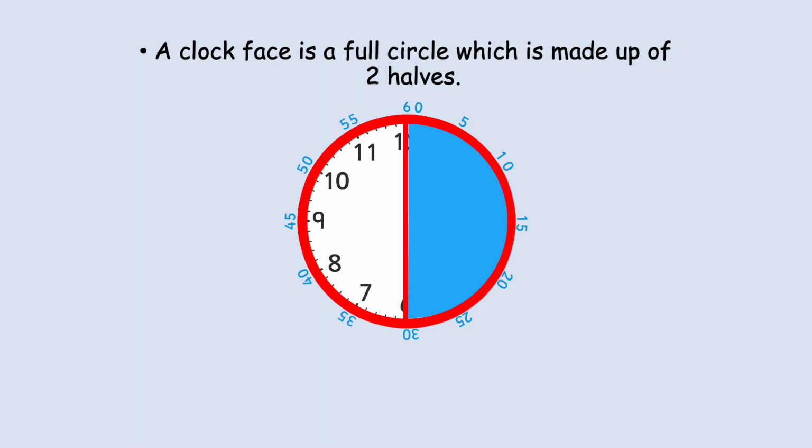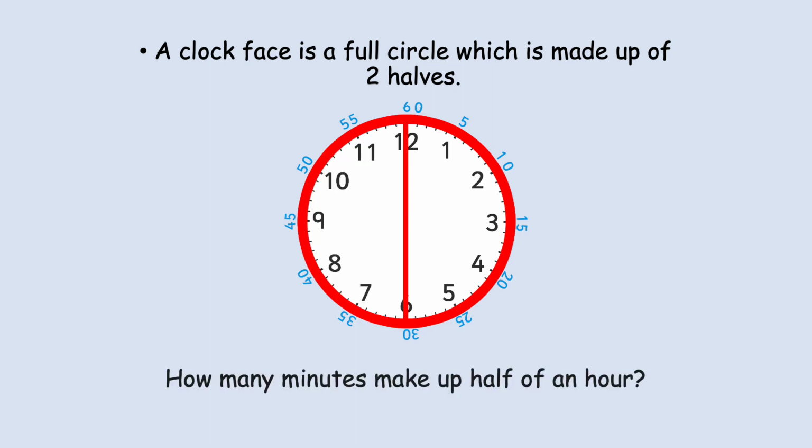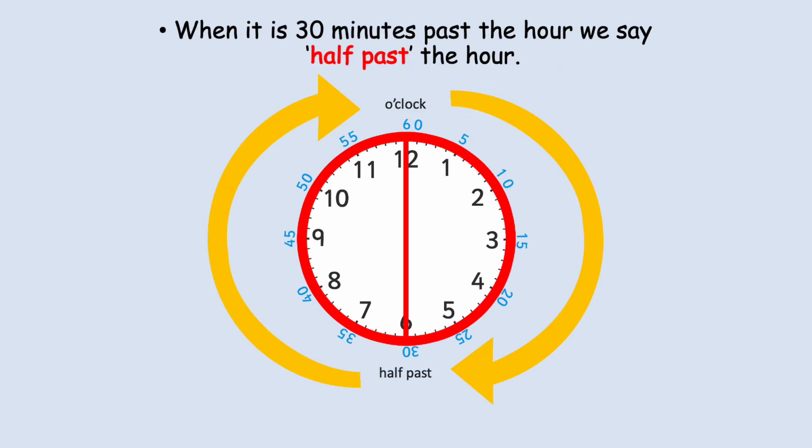This is half of a clock face, and that's the other half of a clock face. So how many minutes make up half an hour? There are 30 minutes in half an hour. You just found that out in that quiz, didn't you? 30 minutes in half an hour. When it is 30 minutes past the hour, we say half past the hour.